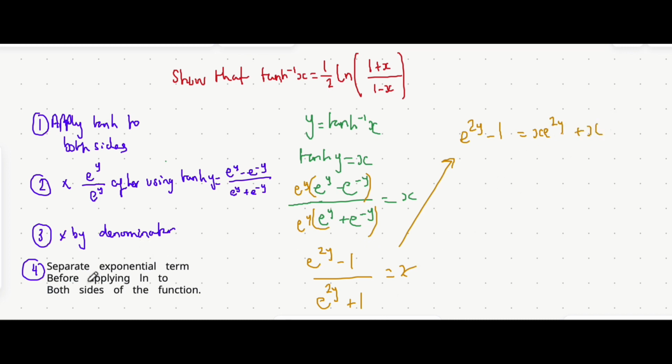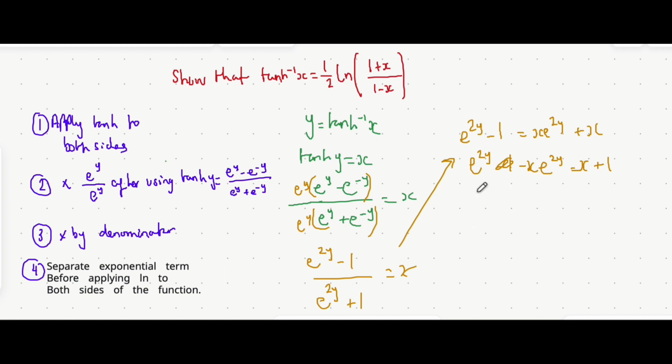After we've done step number 3, we're going to separate the exponential term, meaning all the exponential terms, we're going to take them to one side, and we're going to take all the terms that don't have exponential to the other side. So we're going to take away x e to the 2y from both sides, so we get e to the 2y minus 1 minus x e to the 2y all equals x. And if you're thinking a step ahead, you'd also add 1 to both sides, because that would leave only the exponentials on the left hand side.